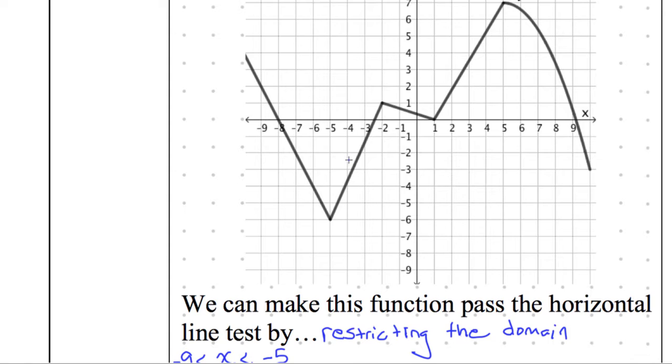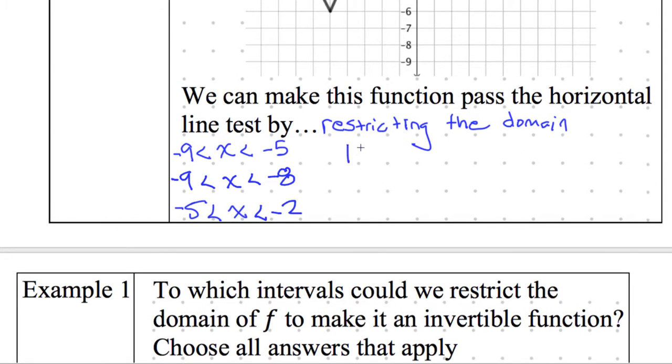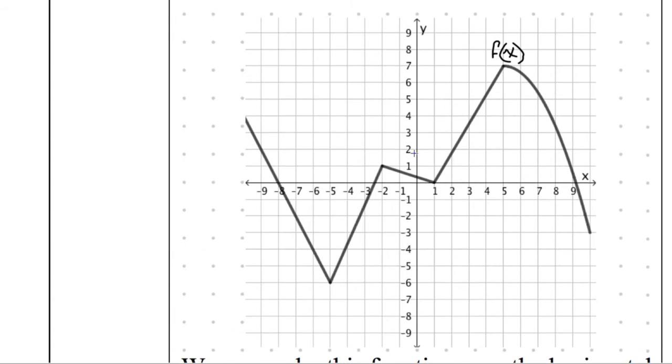Between 1 and 5, yeah, that's an invertible function as well. So you can say 1 is less than x, which is less than 5. That's also invertible. Anyone else? There are an infinite number of intervals that you can choose, so you just need to choose a few of them. You just need to choose one if you're a single person.